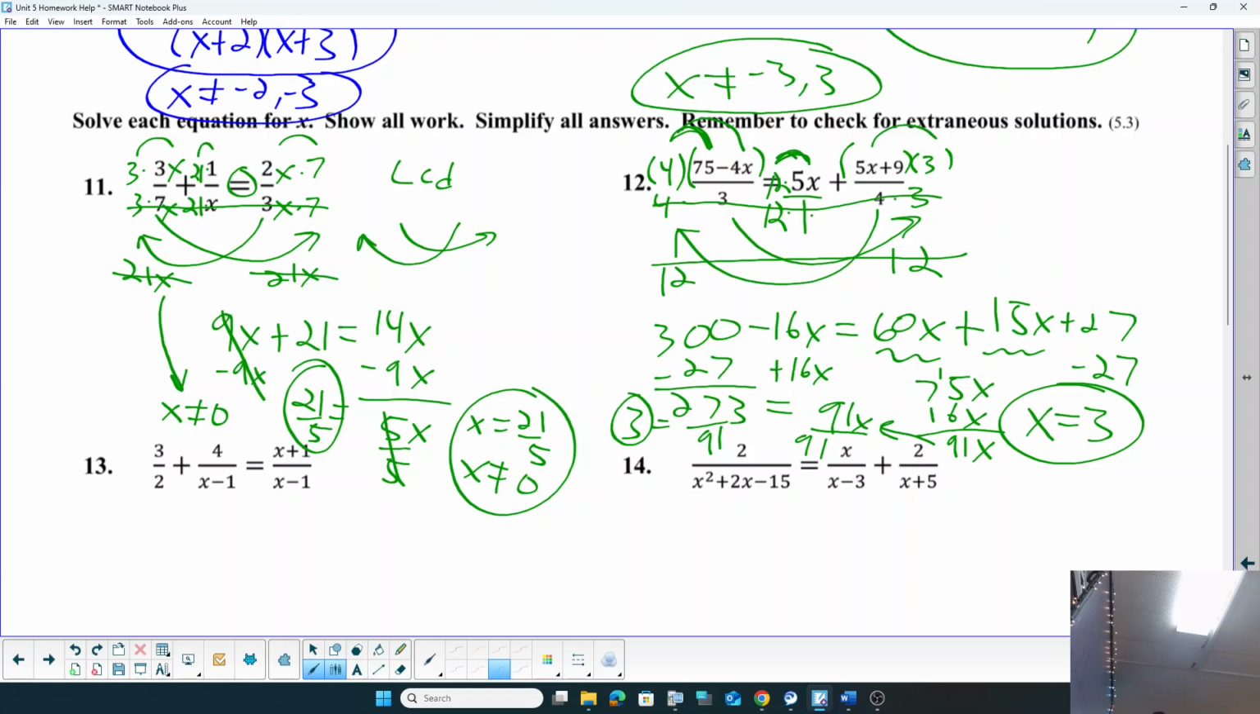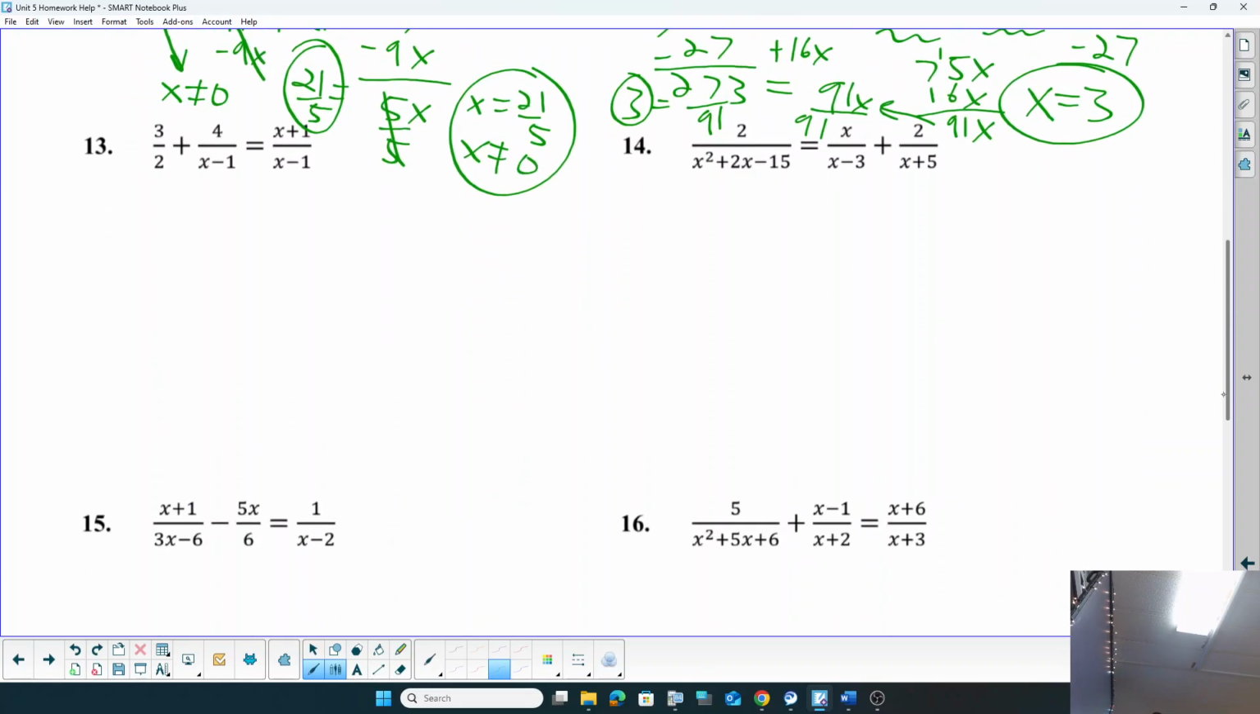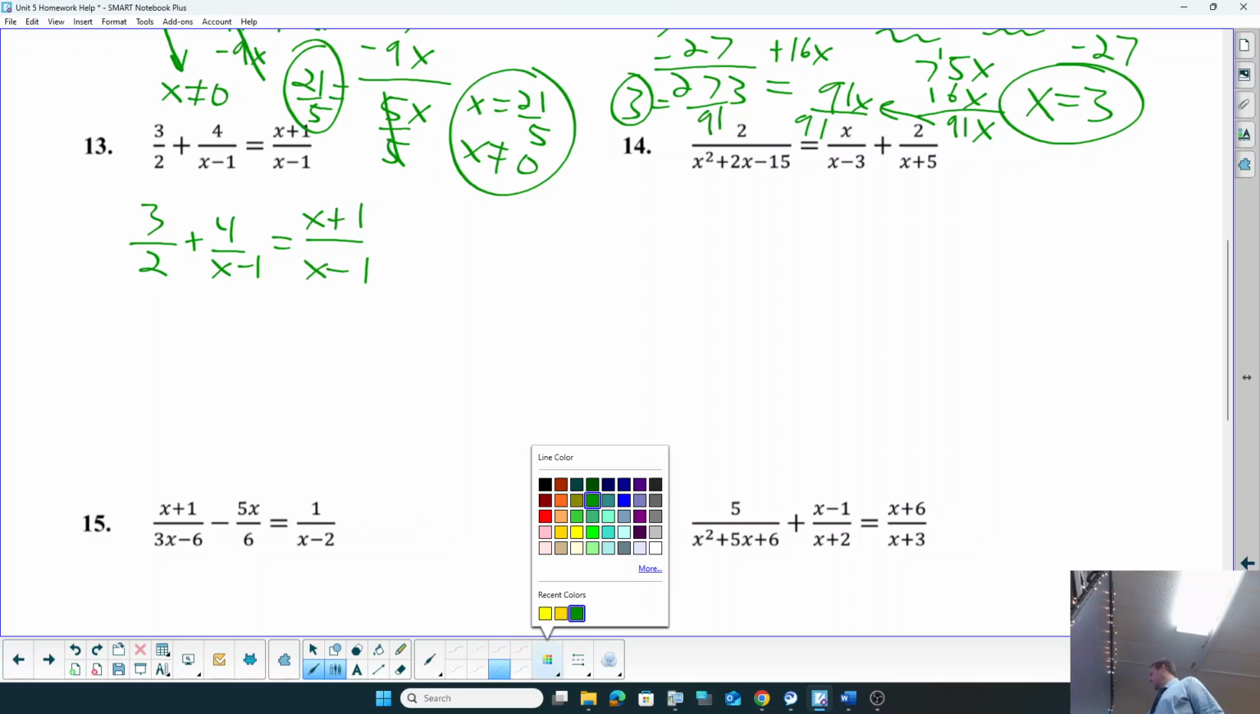Nice. So try 13 and 14 on your own. Give it a try. Get a common denominator. So we have 3 halves plus 4 over x minus 1.